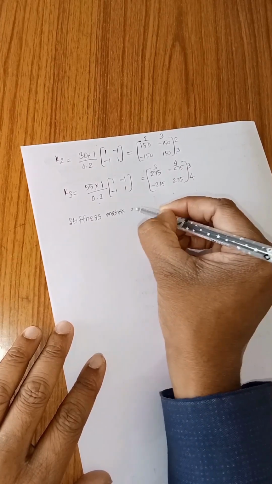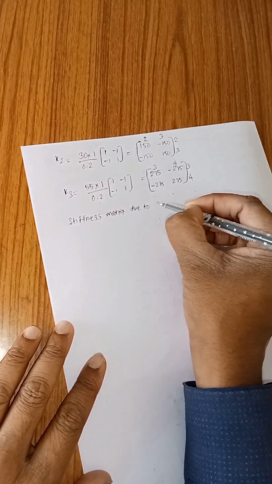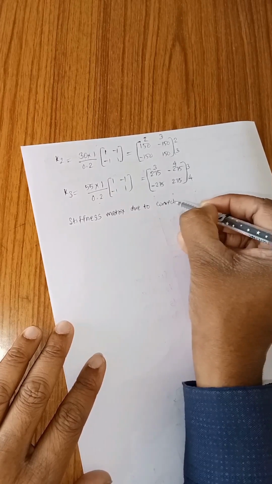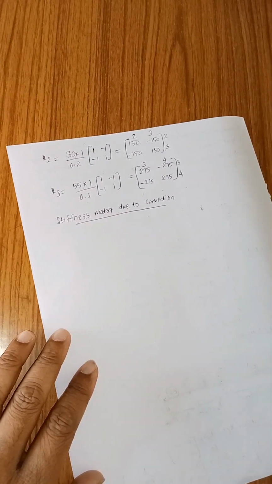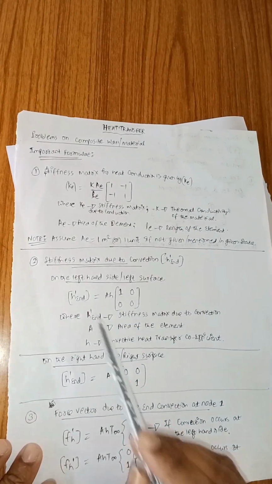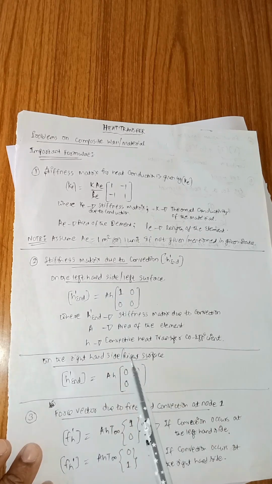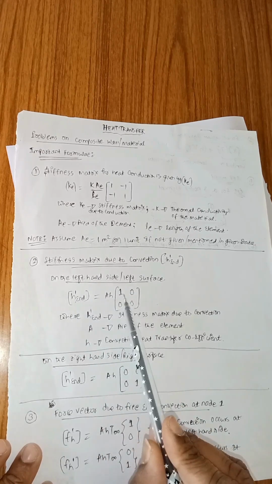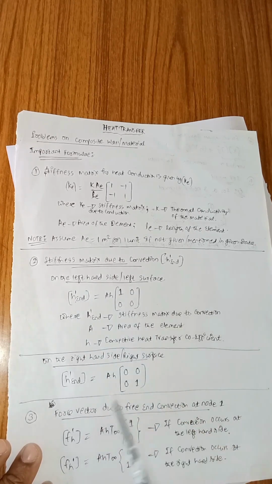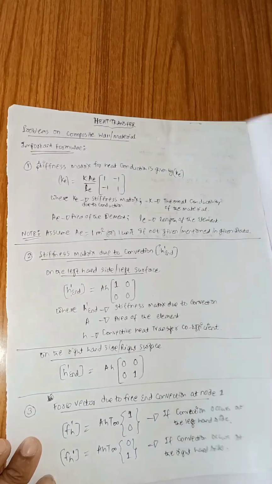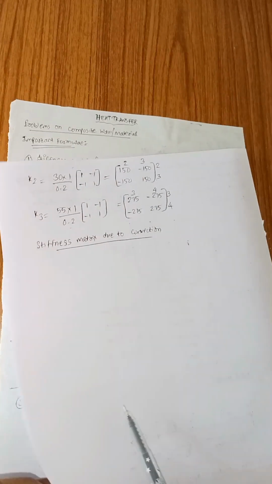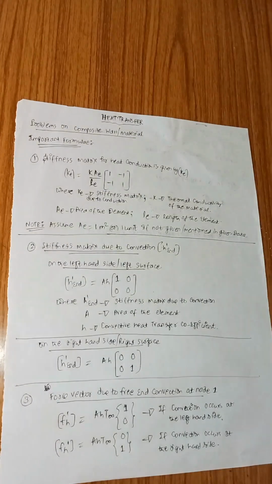Now you have to write the stiffness matrix due to convection. This is very, very important, because here is where you will be making the mistake. For the stiffness matrix due to convection, you have two formulae. I have the formula list over here. You can see on the left hand side, h' equals AH times [1 0; 0 0], and if it's on the right hand side, the 1 will be here at the end. But how do you find whether it's on the left hand side or the right hand side? You can just see in the given figure clearly.